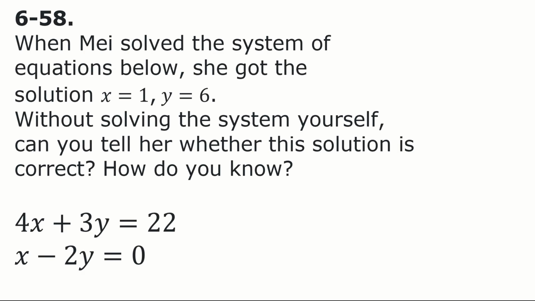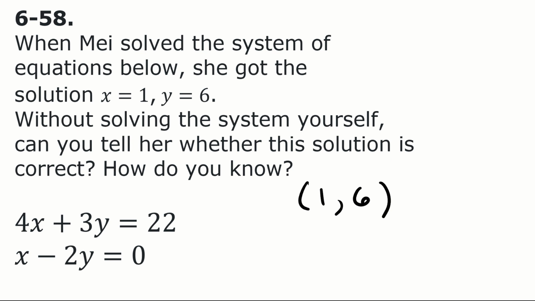When we solved the system of equations below, she got the solution x is 1 and y is 6. Without solving the system yourself, can you tell her whether this solution is correct? How do you know? Okay, so she has this ordered pair where x is the number 1 and y is the number 6. And it's a great, highly recommended technique: once you have a solution, check it and make sure it works.